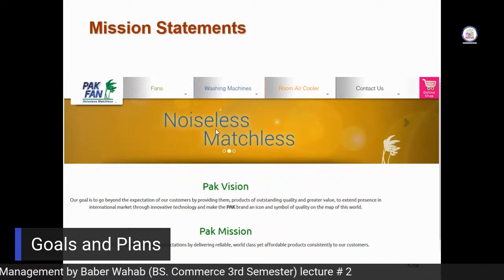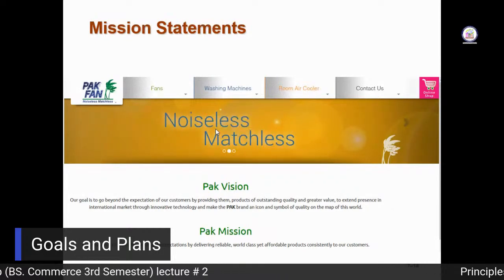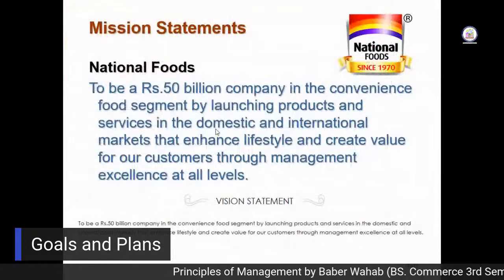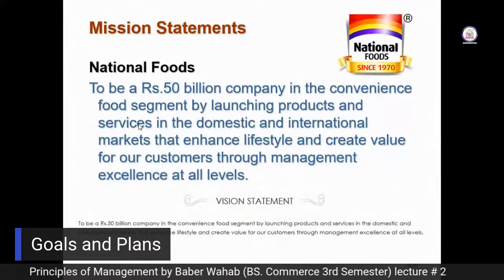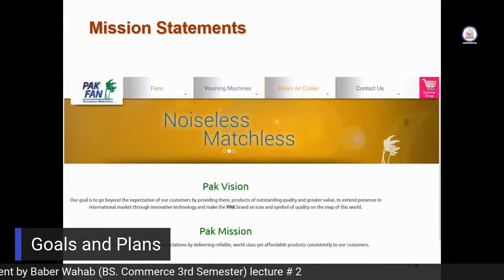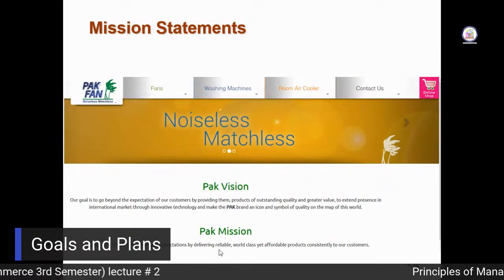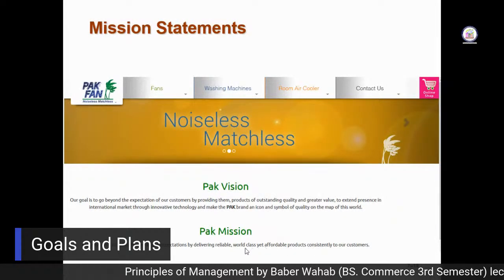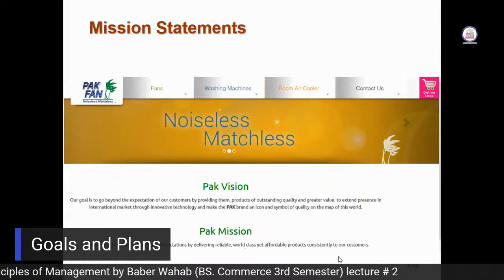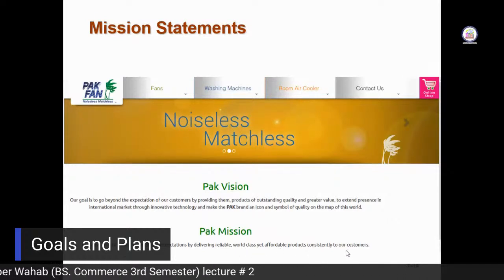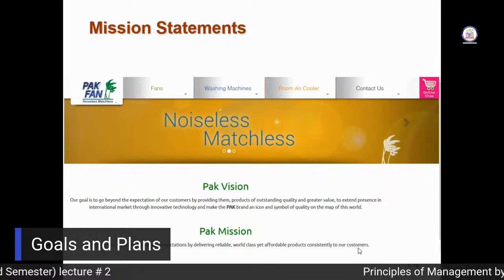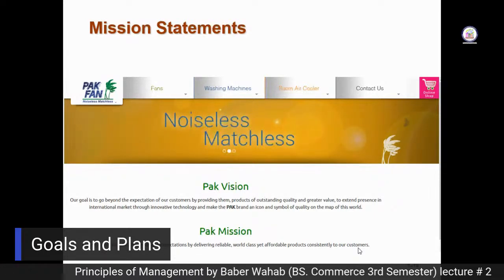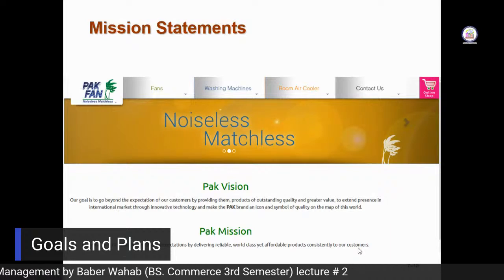Our mission is to fulfill the needs and expectations. What needs and expectations? Contrast this with the National Foods statement, where they specified that they are in the food segment. Park Fans does not specify what needs and expectations, by delivering reliable, world class yet affordable products. Very vague, world class, very ambitious. What is reliability? Products consistently to our customers. So it's vague. It doesn't say much, and it is not really a helpful mission statement.